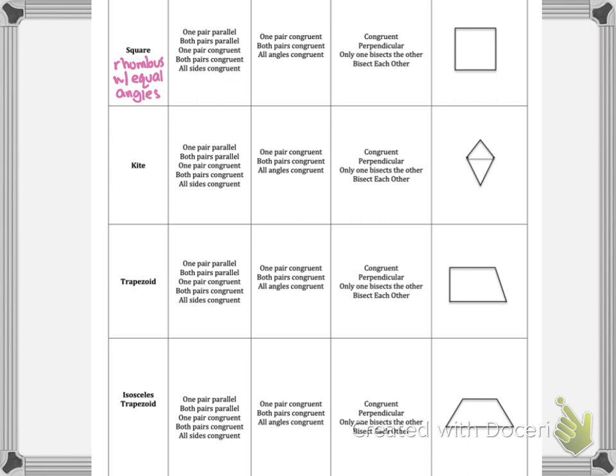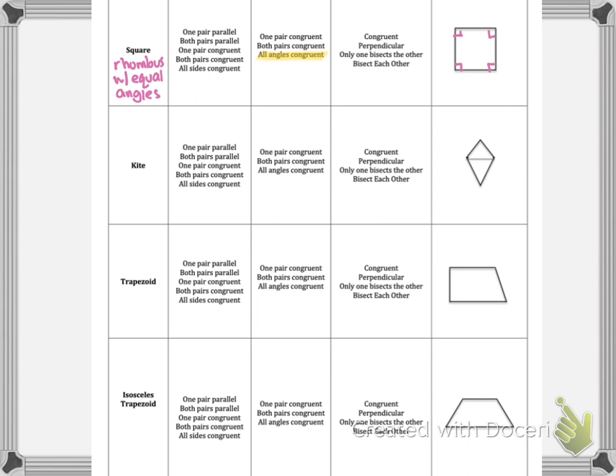So a square has every property of a rhombus with the exceptional property that all of its angles are congruent, because we do know that every angle in a square is a 90-degree angle. That's something that we all know by definition. Okay, so let's go back to the sides.